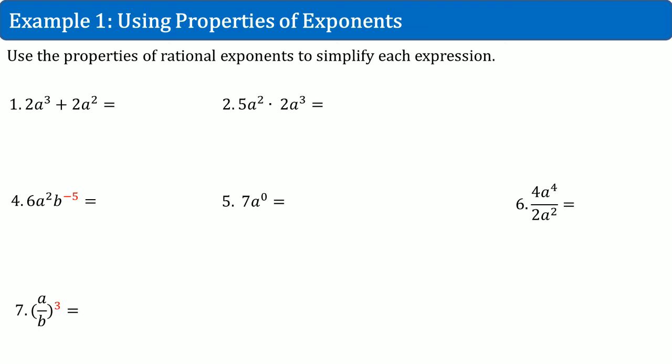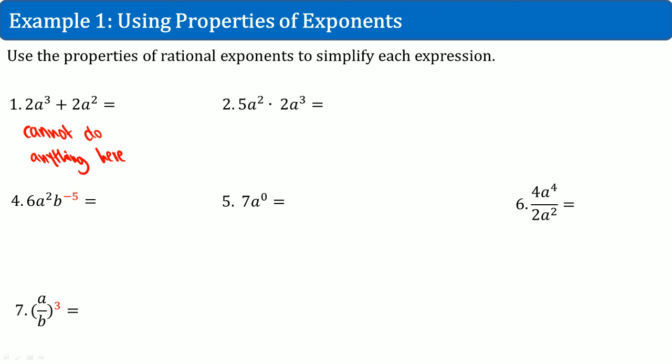So number 1, 2a cubed plus 2a squared. You cannot do anything here. You cannot do anything here. This is already simplified. You cannot add them.